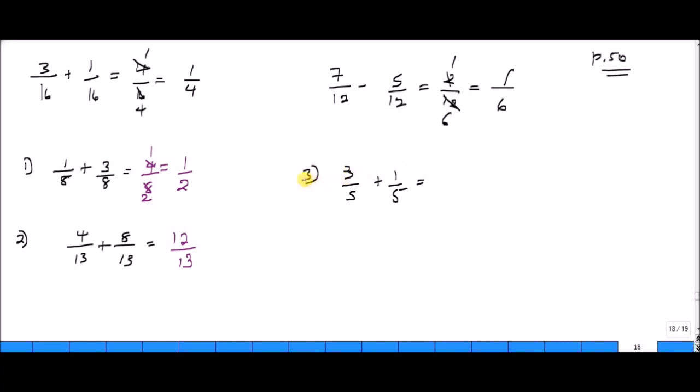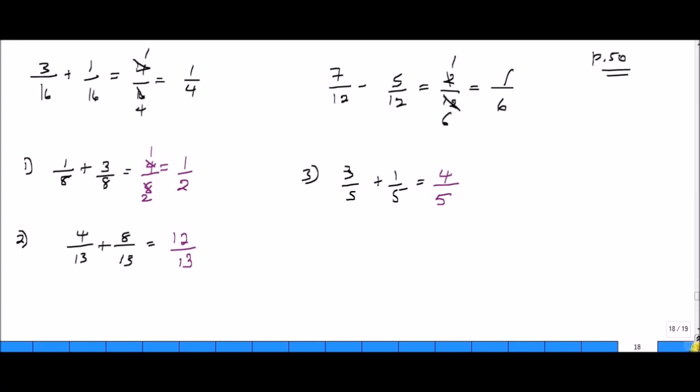Our last one here is number 3, 3/5 plus 1/5. 3 and 1 would give us 4 over 5, our answer being 4/5. Not centered. Let's center it. 4/5.